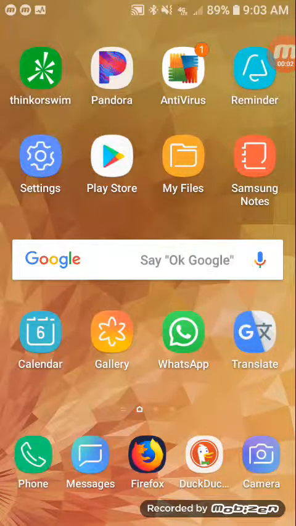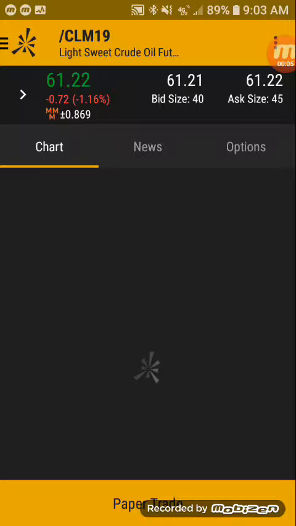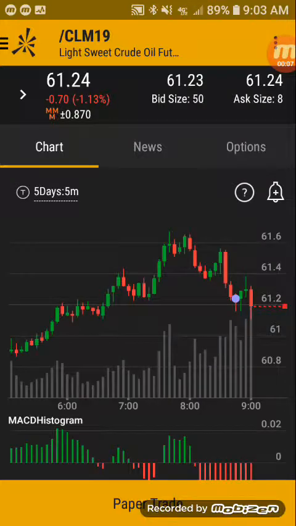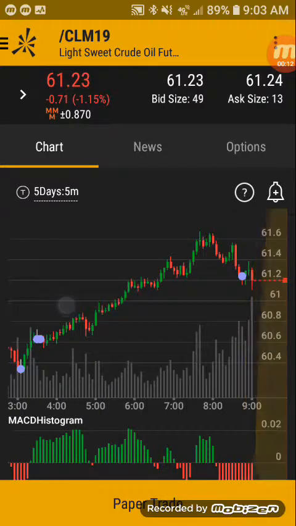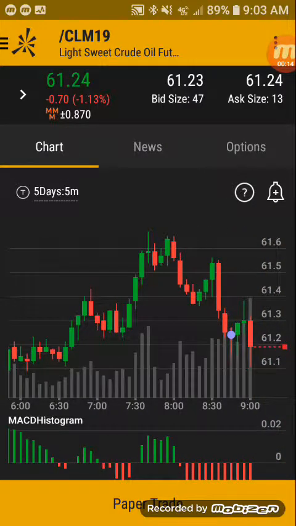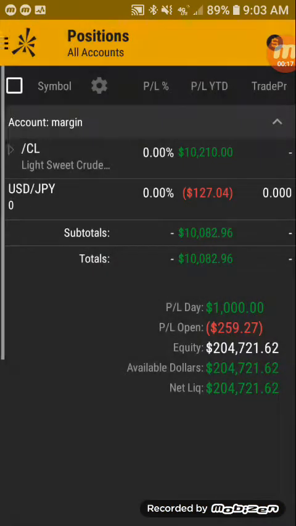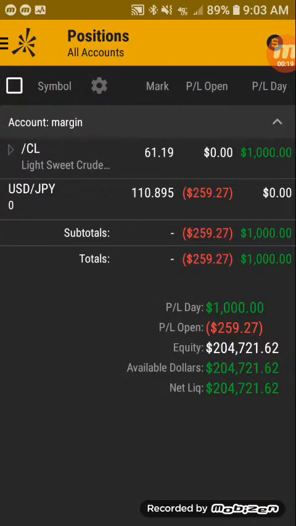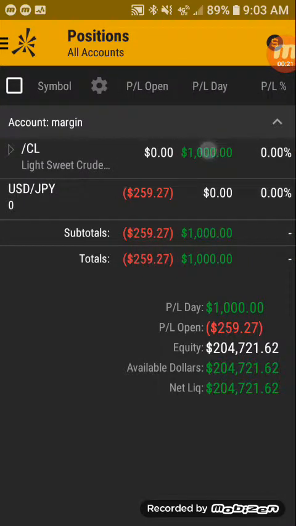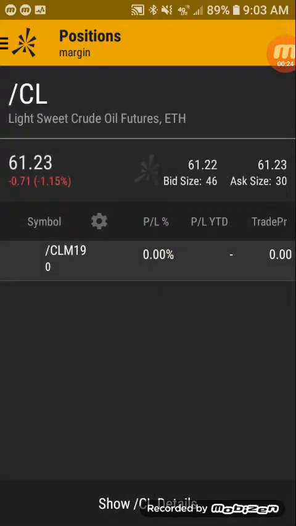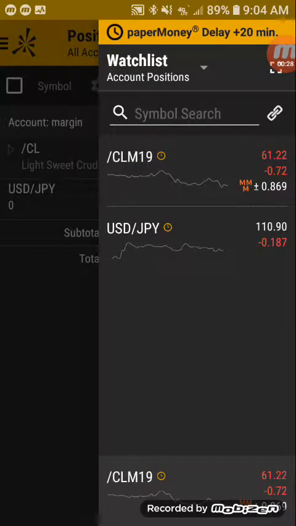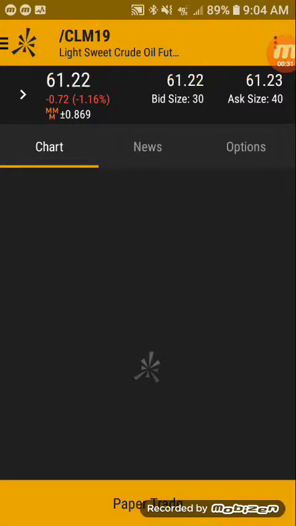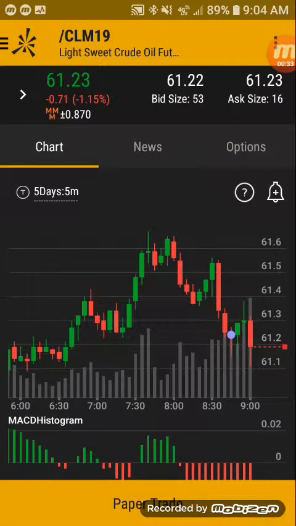Good morning. We're gonna check out the markets in thinkorswim. I'm looking at crude oil futures at the moment. I made 2 trades already. You can see my positions, the profit loss for the day, 1,000. It was basically 3 trades at 4 ticks per trade.